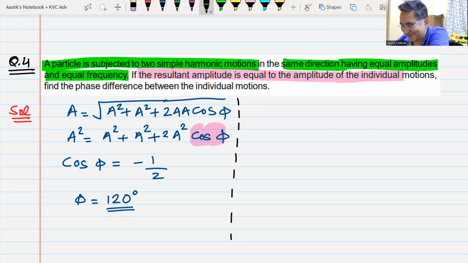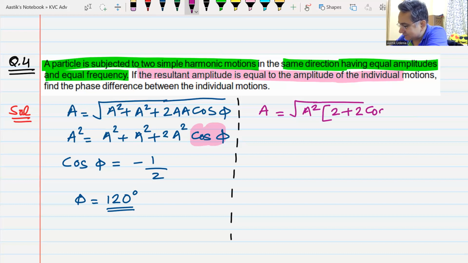Okay. Tell me what to do. Sir, take a square as common inside the root. Yes. A square, and it will be 2 plus 2 cos theta. And A square and A will be cancelled. It will be 2 into 2 cos square theta.